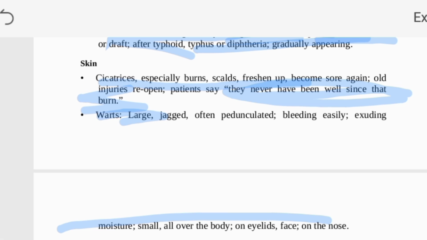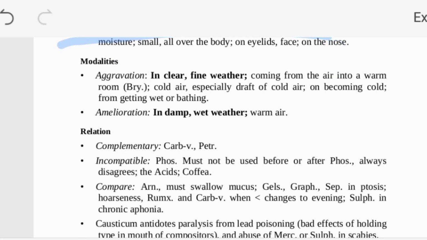Then modality: aggravation in clear fine weather, amelioration in damp wet weather. Okay, this much about Causticum. Carbo veg and Petroleum are complementary. Causticum is mainly not used before and after Phosphorus.